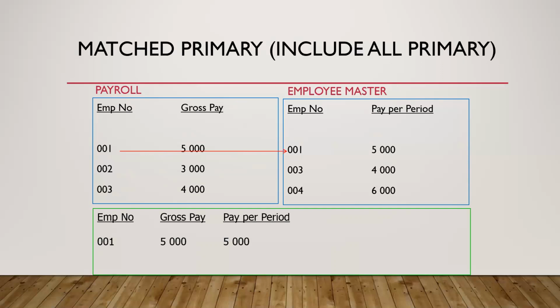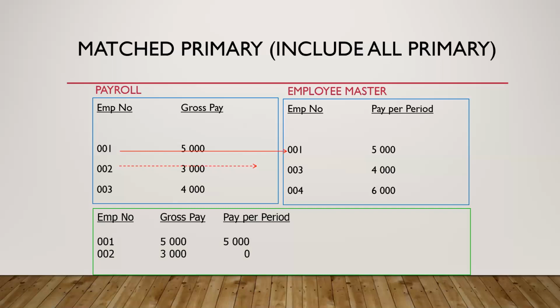ACL now moves to the next record in the payroll table, employee number two. It wants to see if I can find it in the other table. And of course, the answer is no, it's not there. Usually, we would not write employee two in the results table if we were doing a matched primary join. However, I have specifically instructed ACL in this example to use this option called include all primary. What that option does is it forces ACL to put into the result everything from the primary table, even if there was no match. So because of that option, ACL is forced to put into the result employee number two for 3,000.